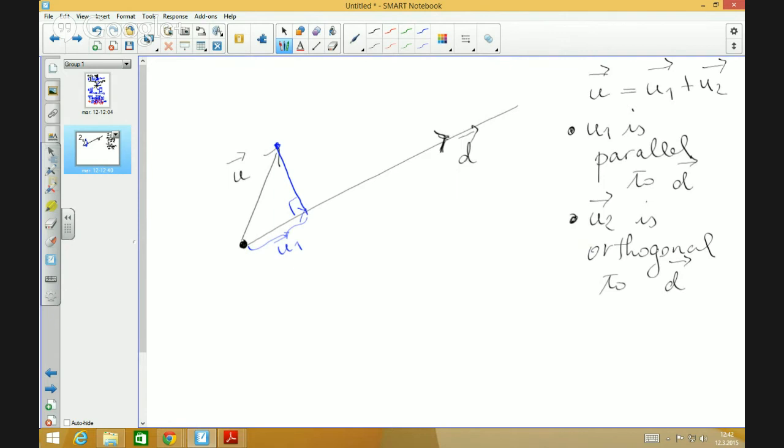Well, but remember, we want to express u as a sum of the vectors u1 plus some other vector u2. So what is a good choice for u2?